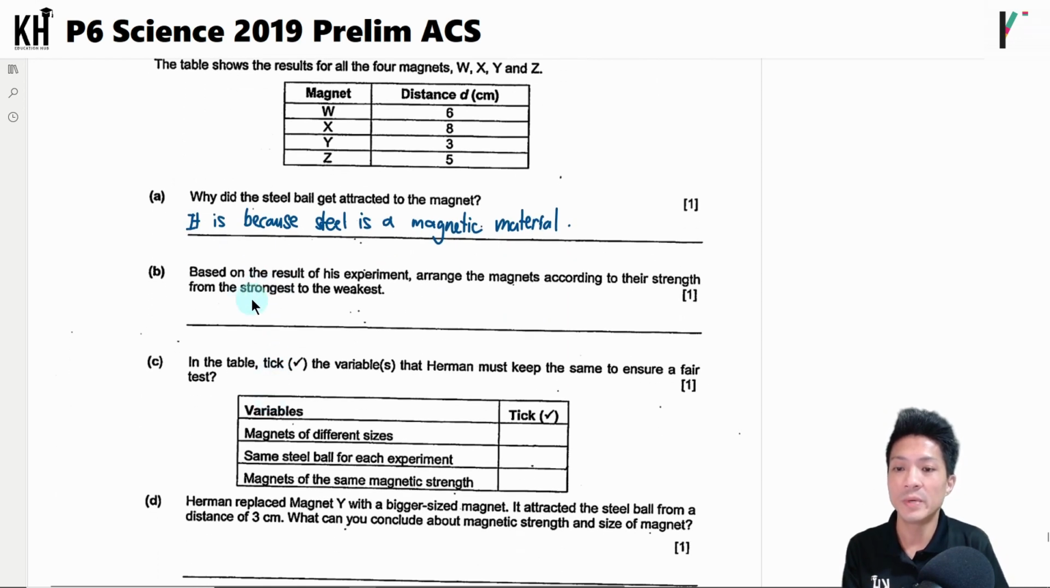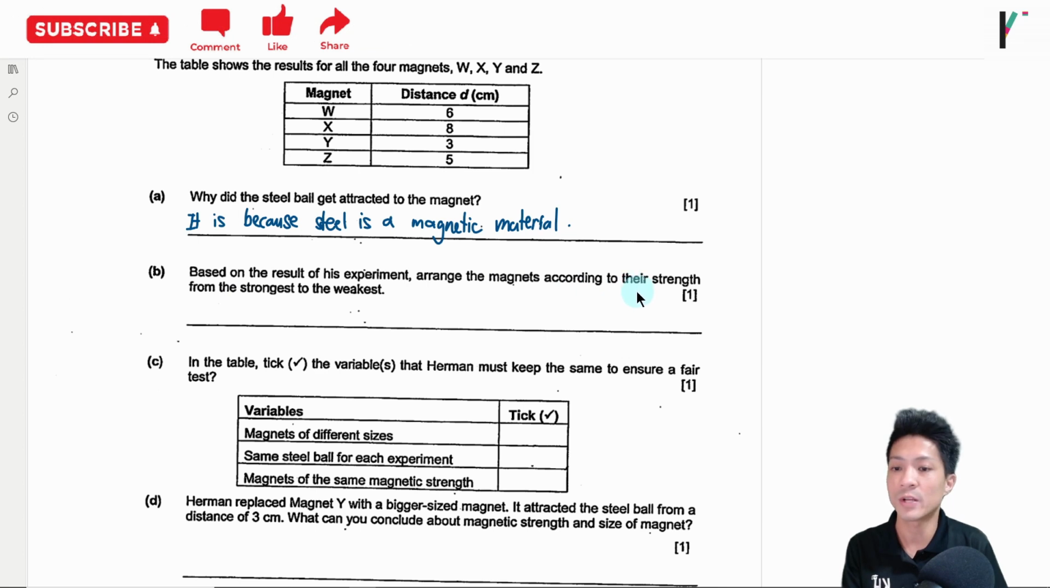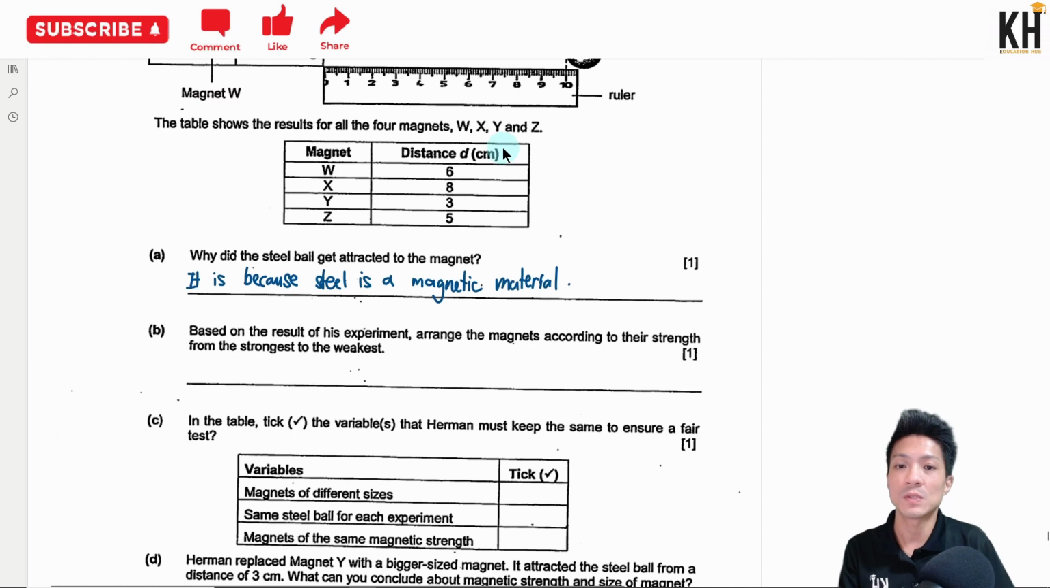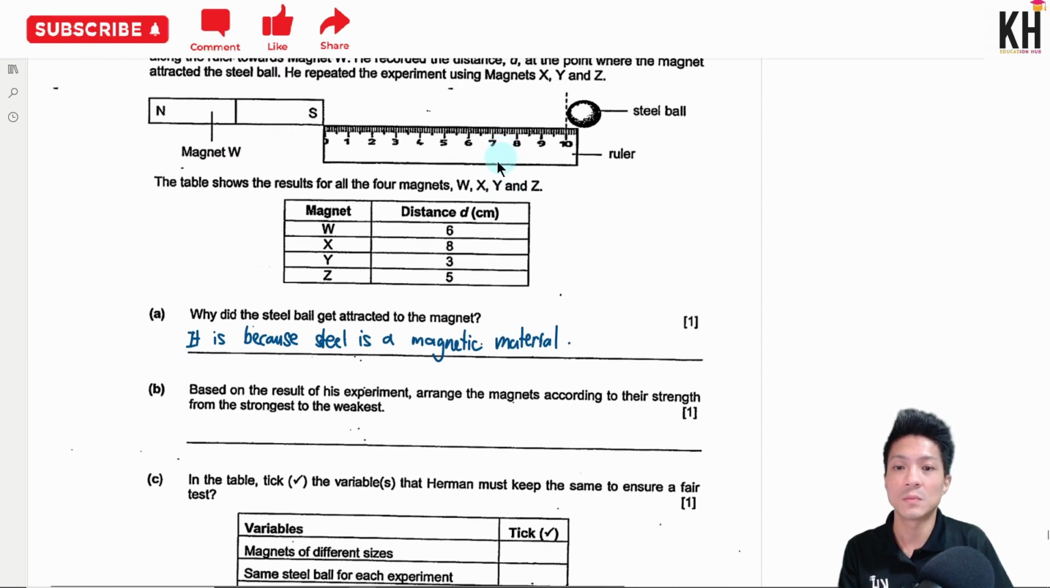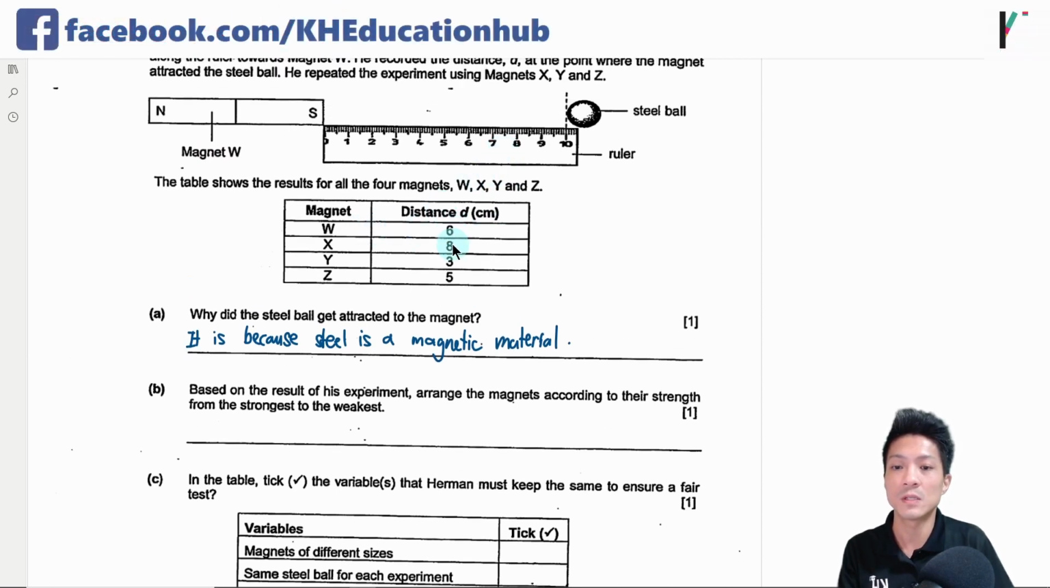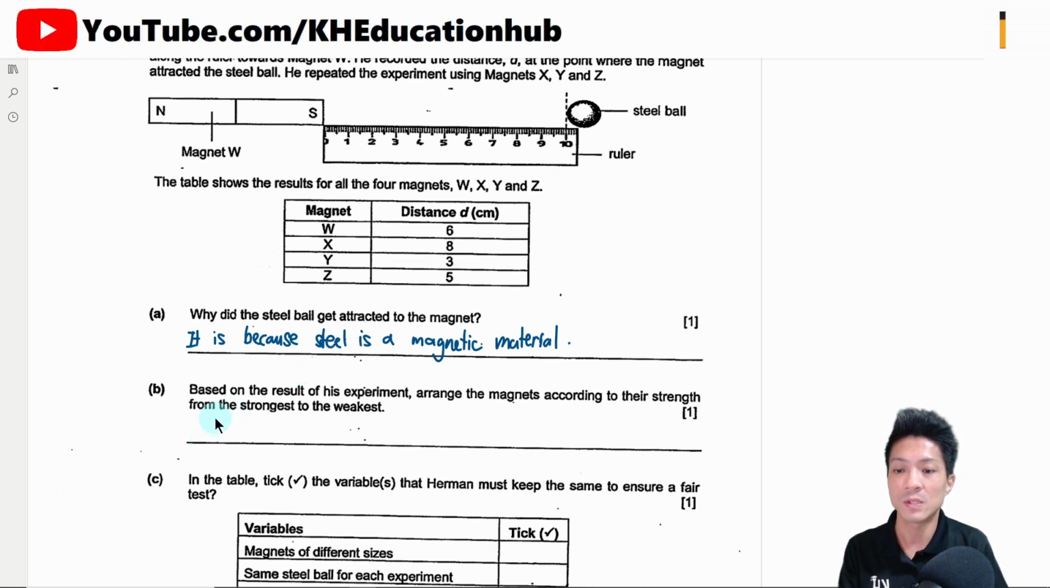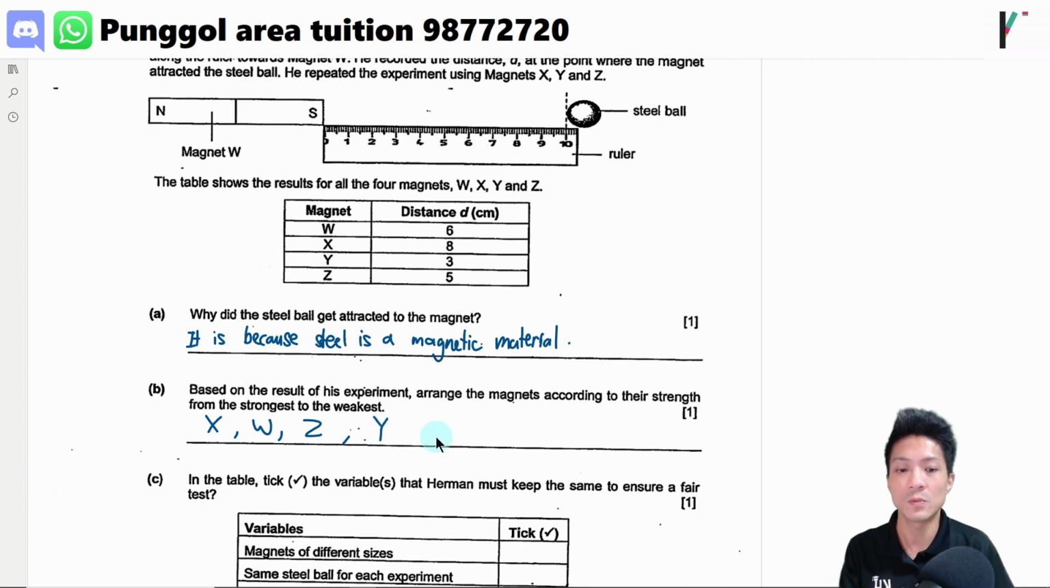Okay, part B, based on the result of his experiment, arrange the magnets according to their strength from the strongest to the weakest. So in this case, the one with the longest distance will be the strongest, right? Because a strong magnet can pull in the steel ball from the longest distance. So X will be the strongest, followed by W, followed by Z, and followed by Y. Y is the weakest.